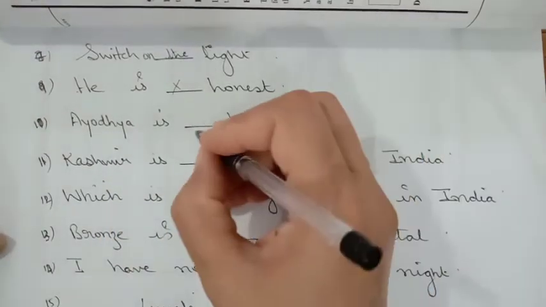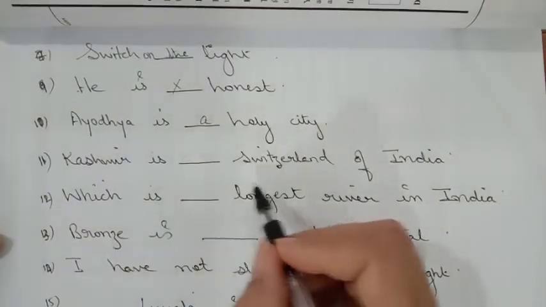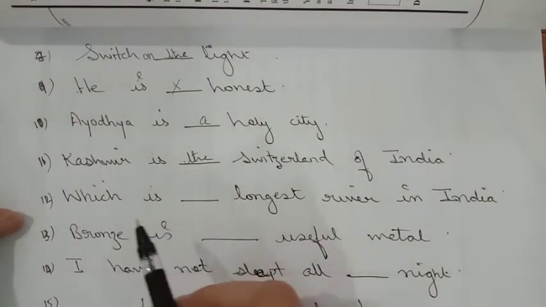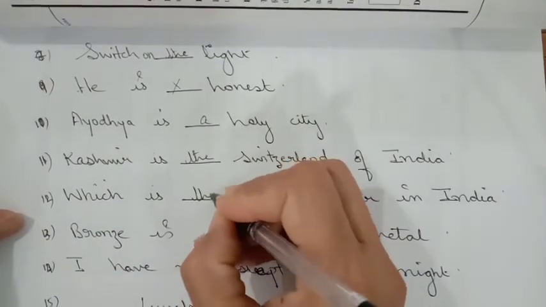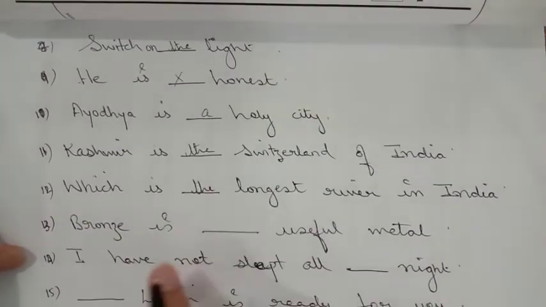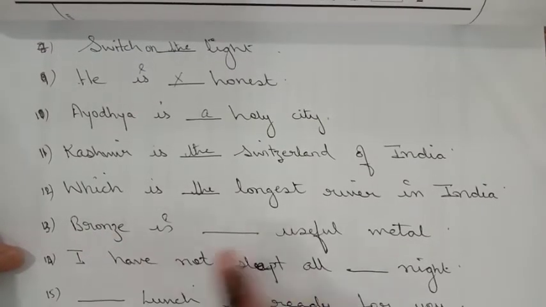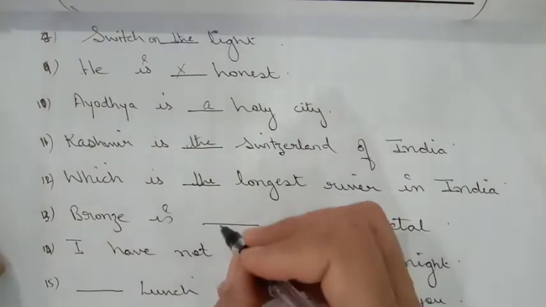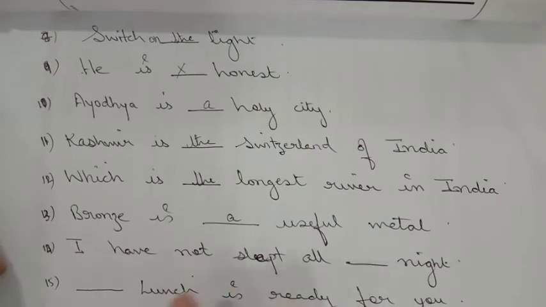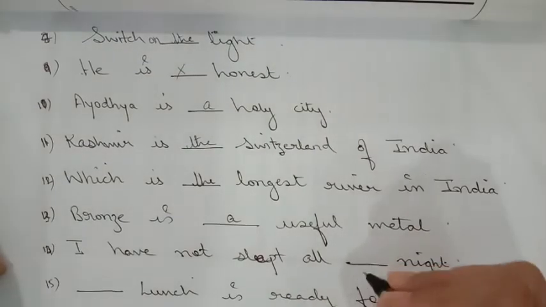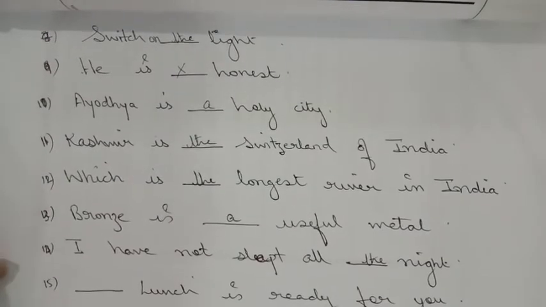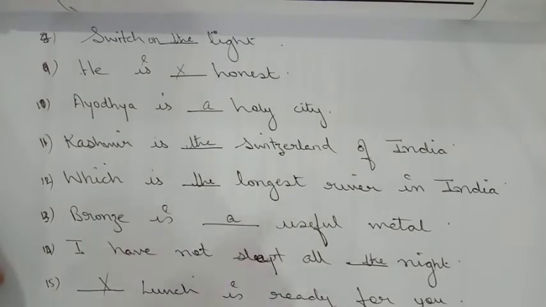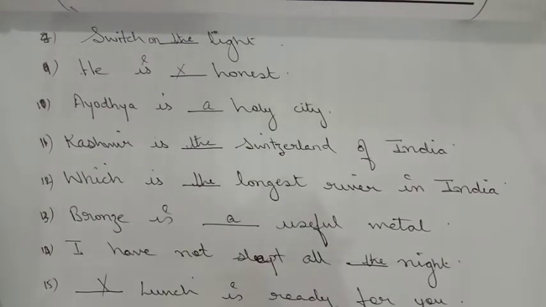Ayodhya is a holy city. Kashmir is the Switzerland of India, isn't it? Which is the longest river? Superlative, yes. Bronze is, you're asking the question, right? Bronze is dash useful metal. Bronze is a useful metal. I have not slept all the night. Okay? Dash lunch is ready for you. Will you use the? No. No article will come.